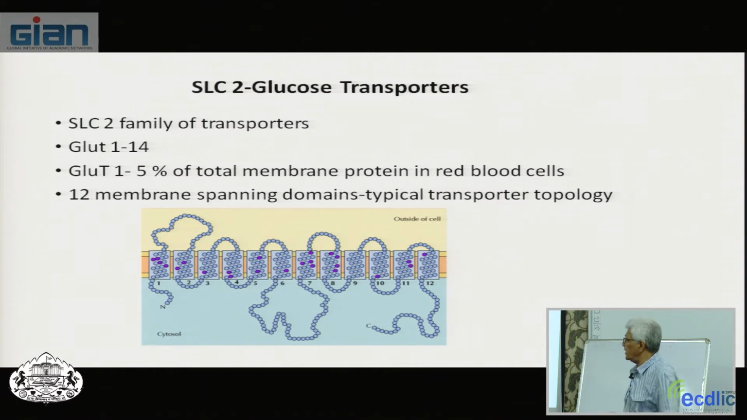Okay, and if you look at the red blood cell glucose transporter, this is one of the major components of the red blood cell membrane, about 5% of the membrane protein, because as you know, the red blood cells do not have mitochondria, and so they cannot generate ATP by using the respiratory chain. So they have to depend on bringing in glucose and the glycolytic pathway.